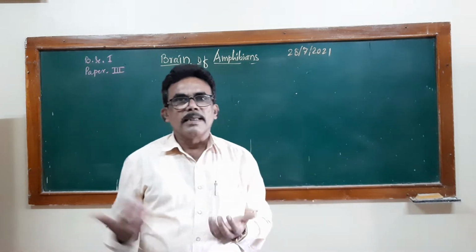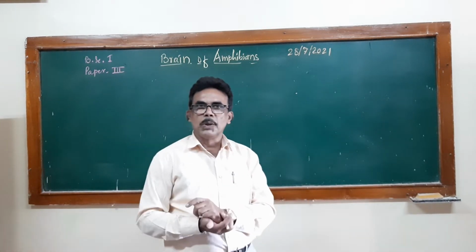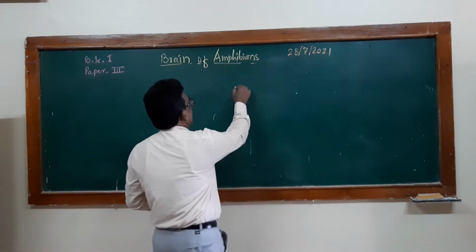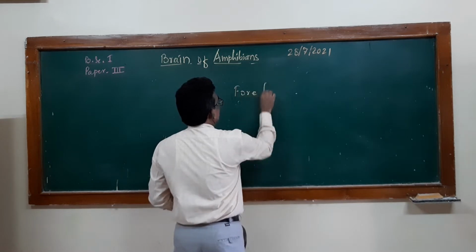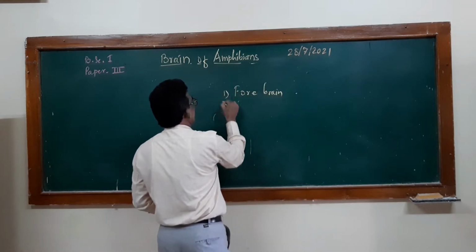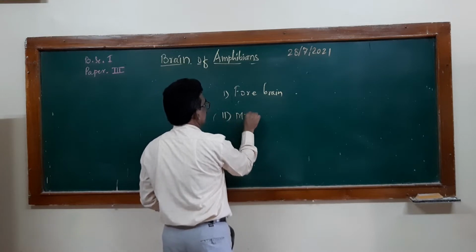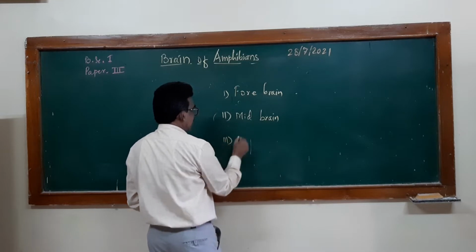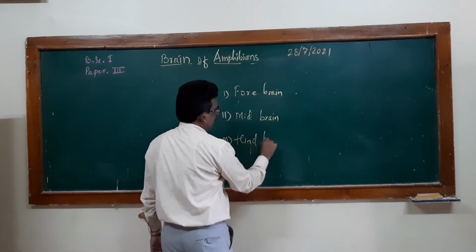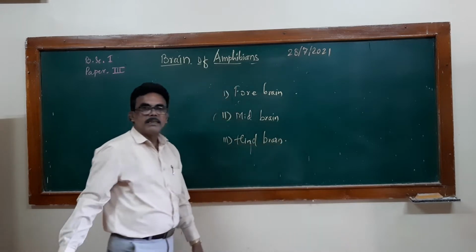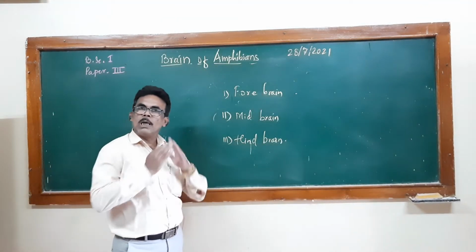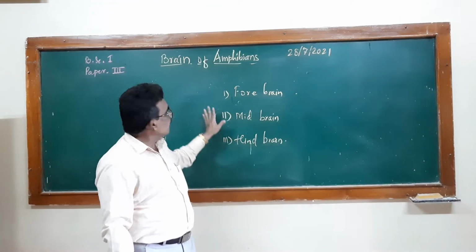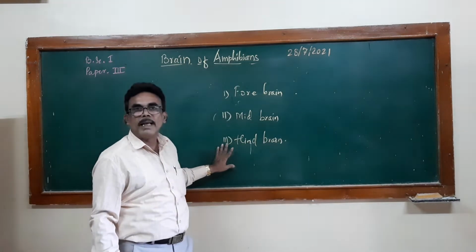And the brain is divided into three main parts: forebrain, midbrain, and the third, hindbrain. That is the general pattern in all vertebrates. The brain can be studied under these three main headings: forebrain, midbrain, and hindbrain.